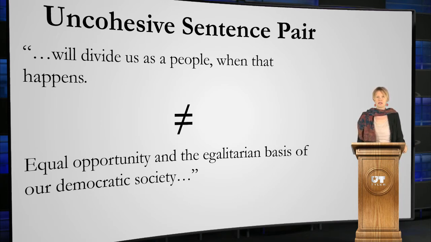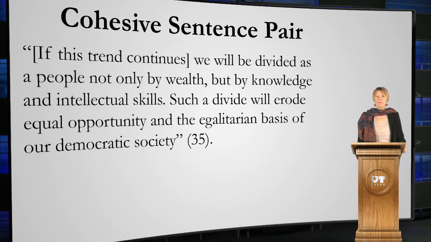The beginning currently is equal opportunity in the egalitarian basis, which is not a clear transition. But we could change it by saying, basically, if this trend continues, which I've put in brackets because I altered the sentence slightly, we will be divided as a people not only by wealth, but by knowledge and intellectual skills. And that phrase, not only but also, is kind of a sophisticated way to compare or add on some elements if you haven't incorporated that in your own writing yet. Such a divide will erode equal opportunity in the egalitarian basis of our democratic society is how it could read.